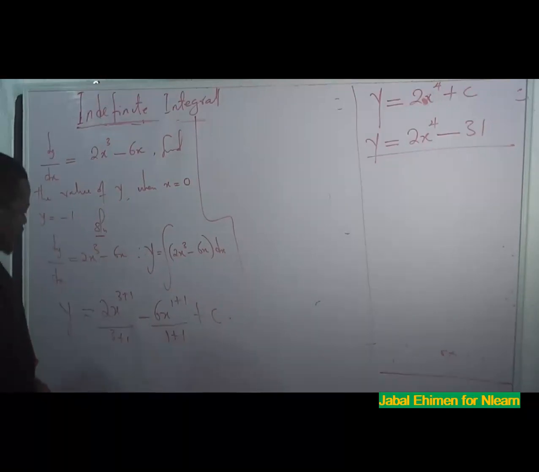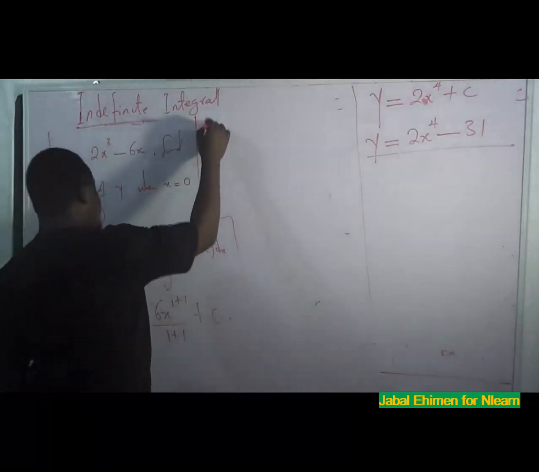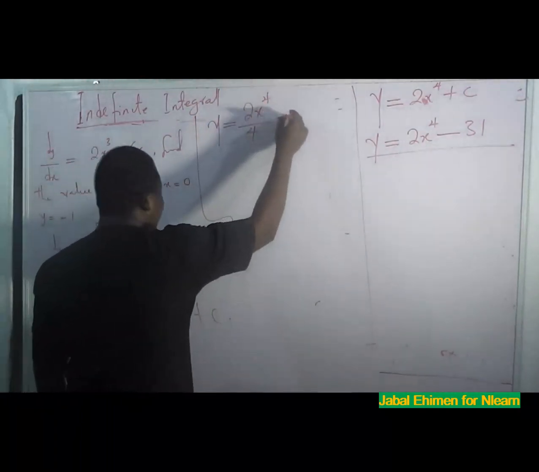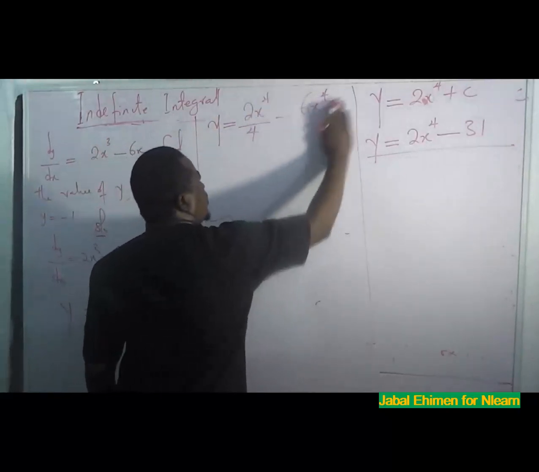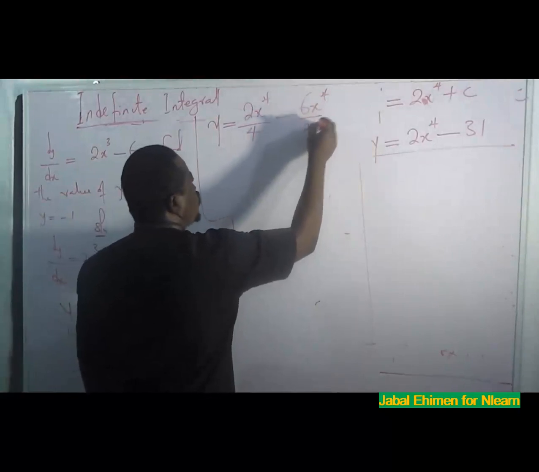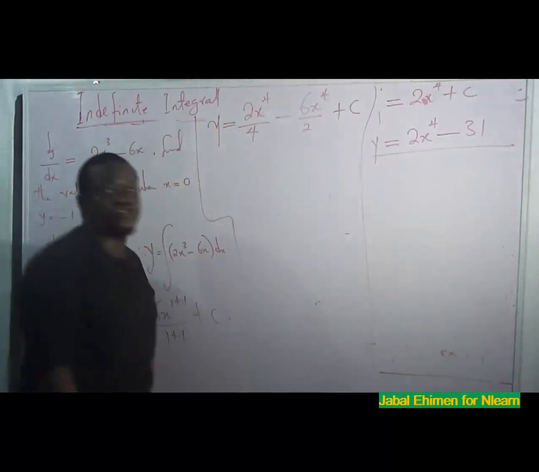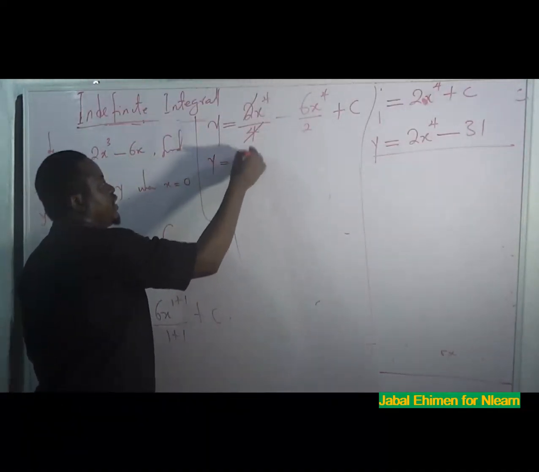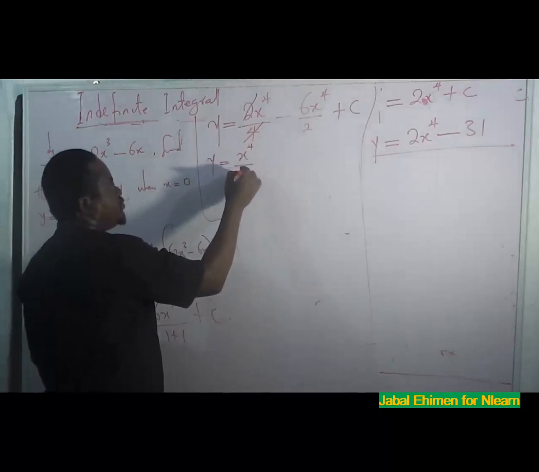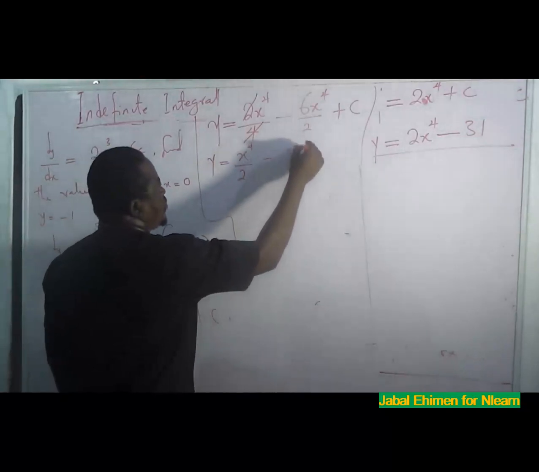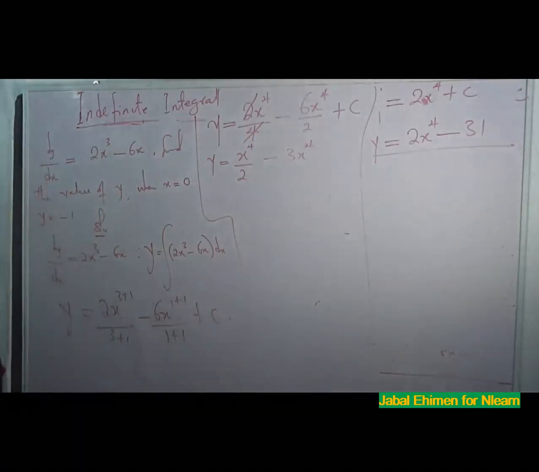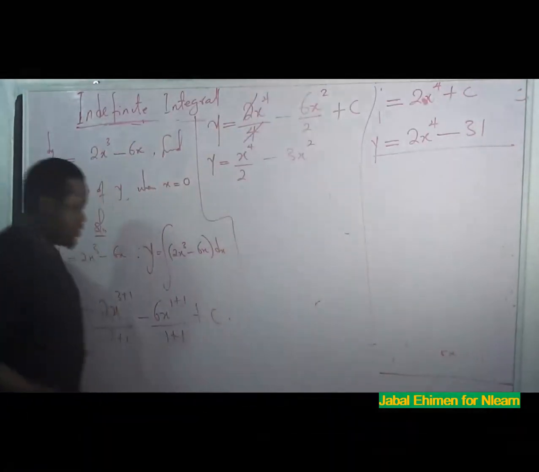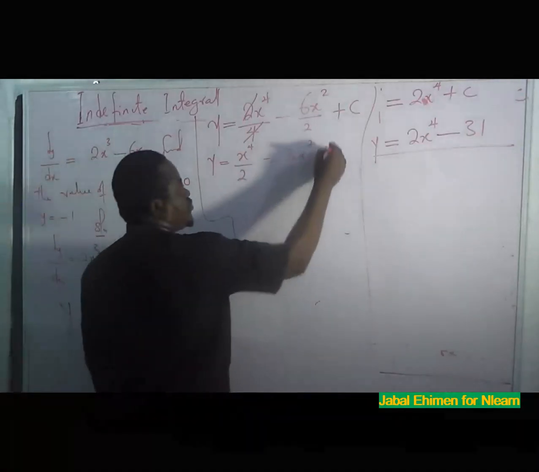Now I have this. So from here it's still easy for me to say y is 2x raised to the power 4 divided by 4 minus 6x raised to the power 2 divided by 2 plus the value of c, which is the arbitrary constant. Now let's start the division. 2 here, 2 here. So y will give me x raised to the power 4 over 2 minus 3x raised to the power 2, as x raised to the power 2, plus the value of c.